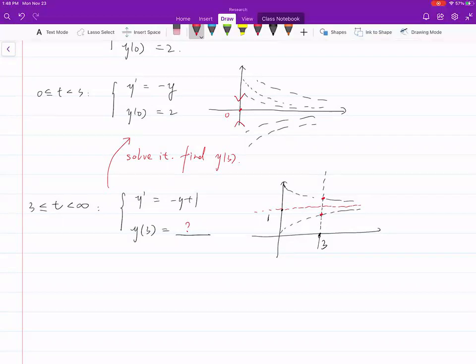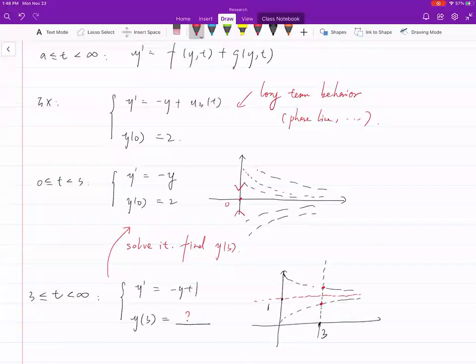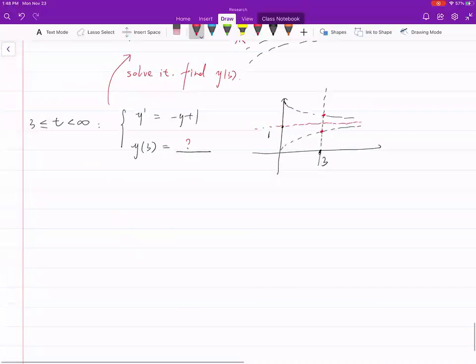But now, to know the dynamic of this one, especially to know the second half, you have to solve the first half. You cannot simply do the qualitative analysis. You have to know the exact solution. You have to know what the answer is at 3. And that is difficult. Okay? So this one creates a difficulty in qualitative analysis.